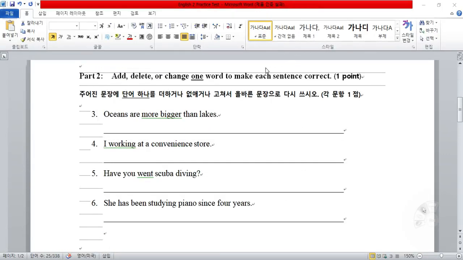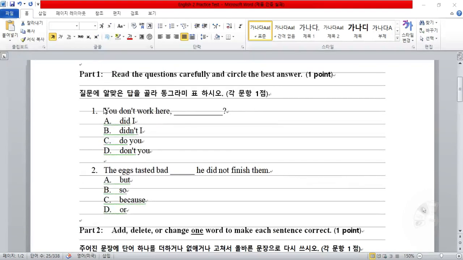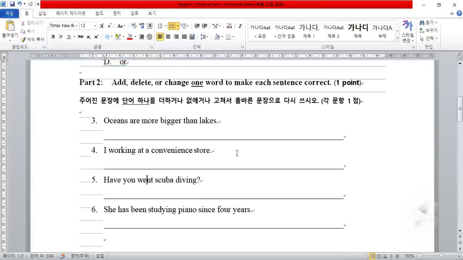In part 2, we have 4 sentences here, 4 different sentences, and each of them has an error. Okay, what we're going to do, and maybe we saw that as well. Okay, so in each of these sentences, the mistake, we're going to make the changes. Number 3, oceans are more bigger than lakes.